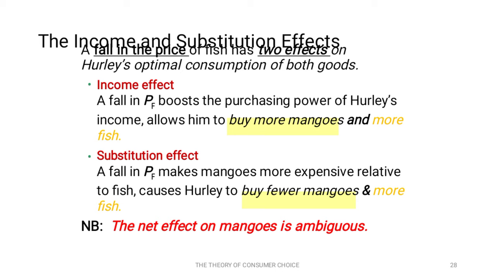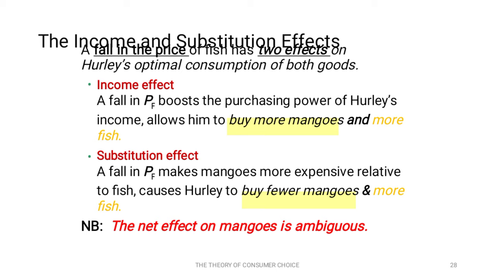So an income effect is just your purchasing power after there is a change in price, how much more you can buy of one good. And the substitution effect is how you respond to the change in price. There are two goods in question.